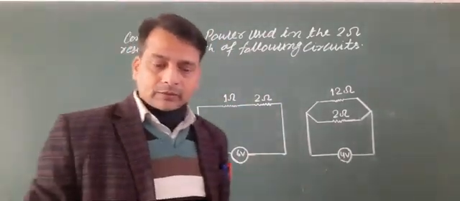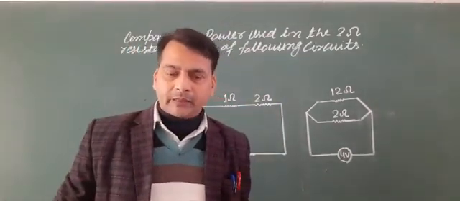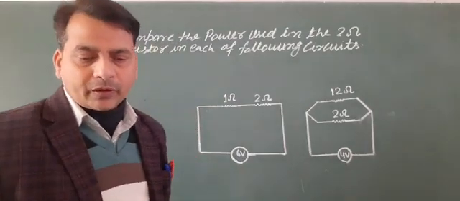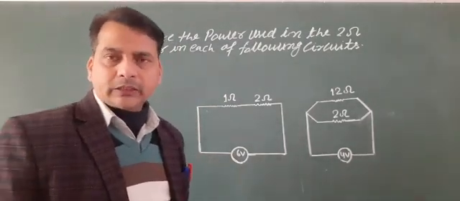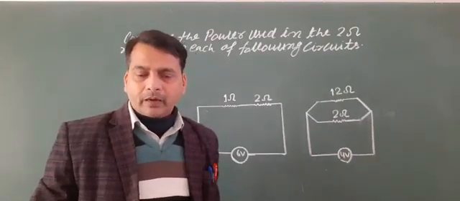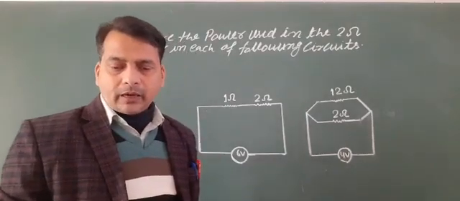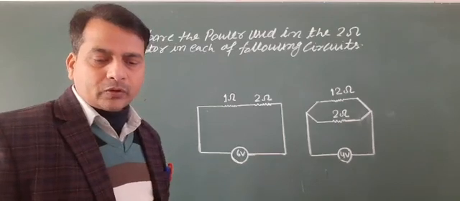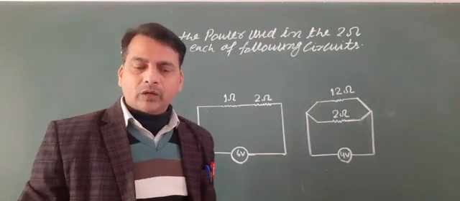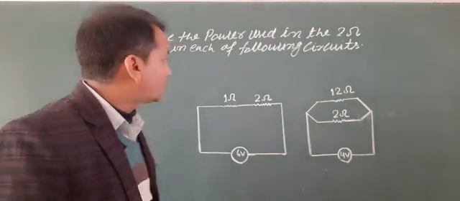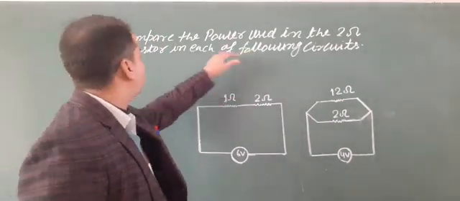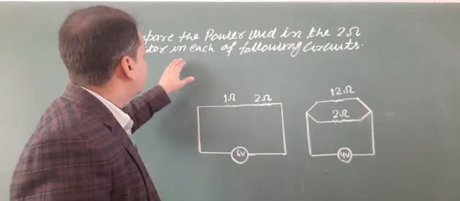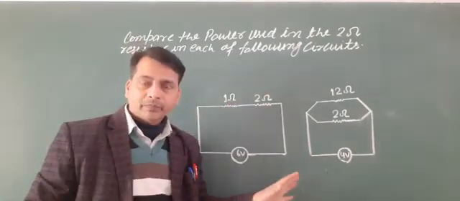Compare the power used in the 2 ohm resistor in each of the following circuits. A 6-volt battery in series with 1 ohm and 2 ohm resistors, and second, a 4-volt battery in parallel with 12 ohm and 2 ohm resistors. So in this question, compare the power used in the 2 ohm resistor in each of the following circuits.